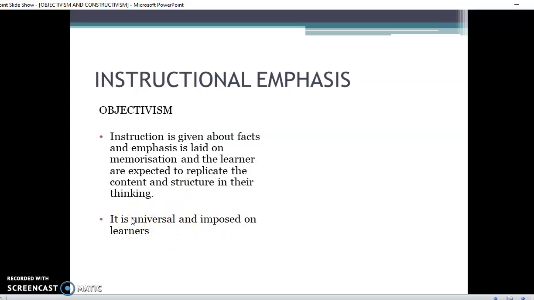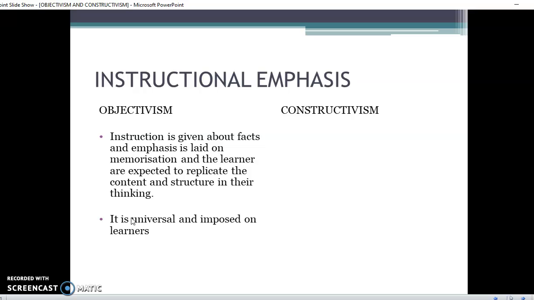So it is very clear that it is something which the teacher imposes on the child, that this is what they have to learn, this is how they have to write and this is how they have to think. This is how an objectivist approach would be.